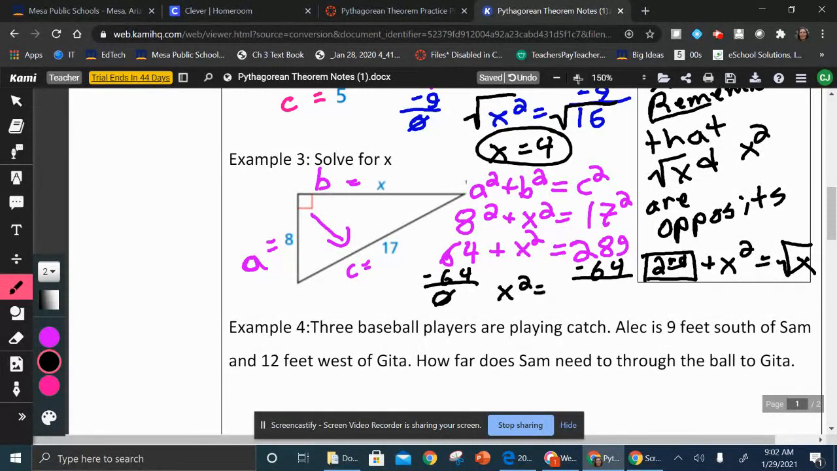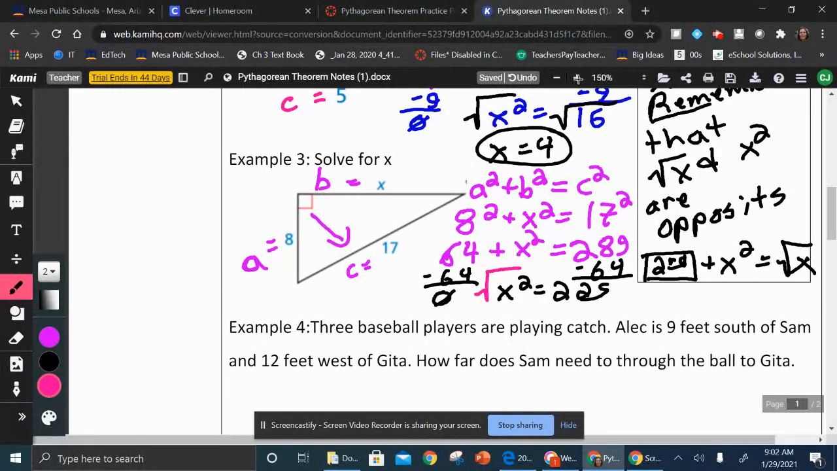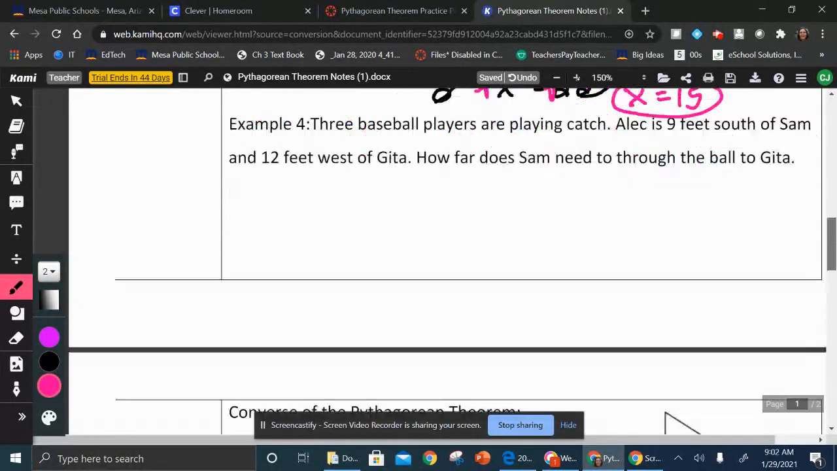So we have x squared is equal to 225. We're going to take the square root. The square root of 225 is 15, so it's a perfect square. Okay, so this one, everybody, we want to do by drawing a diagram.